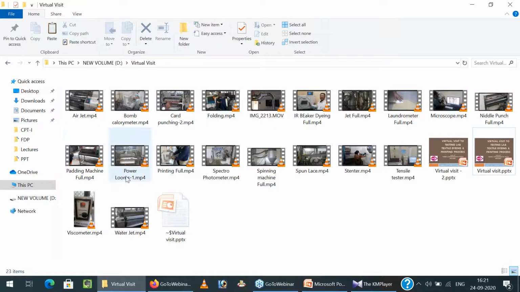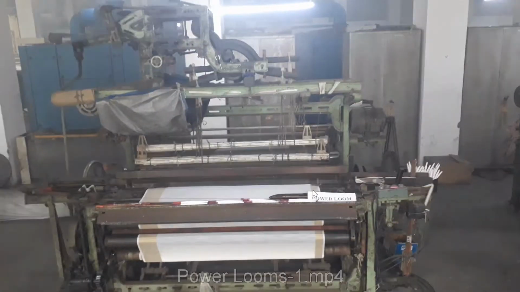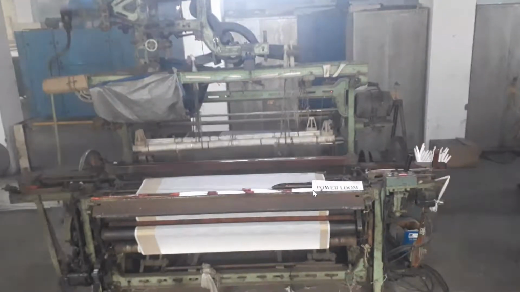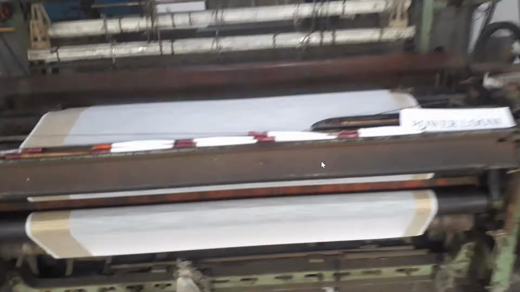That is the power loom. So how does the power loom work?